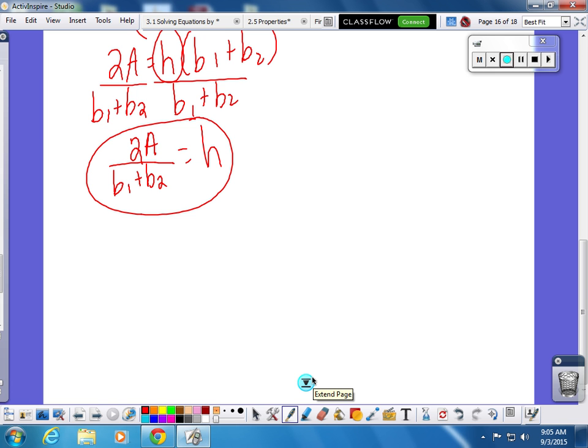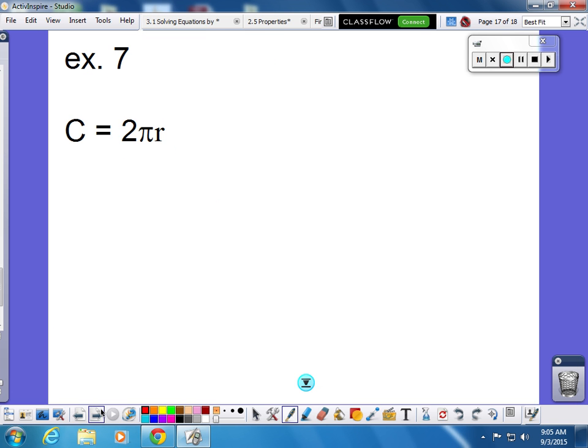Got y'all excited for this chemistry? Solve for radius. Circumference of a circle, 2 pi r, how do we solve for radius? Divide by 2 pi. Circumference divided by 2 pi.